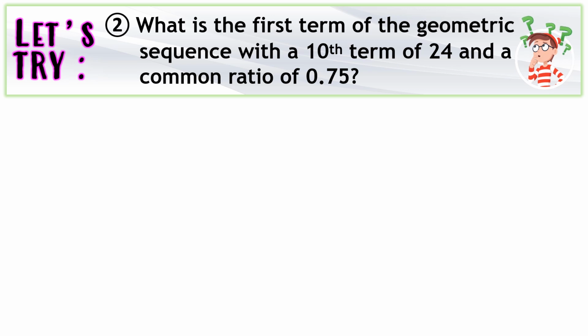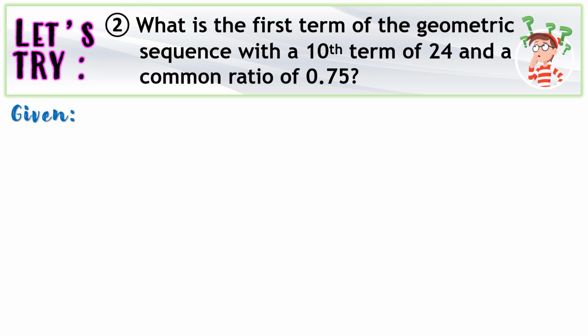Problem number 2. What is the first term of the geometric sequence with the 10th term of 24 and the common ratio is 0.75? So, ang pinapahanap na sa atin dito ay a sub 1. So, we are going to get the terms backward. Kaya lang, dahil medyo may possibility na malilito tayo, so, gamit na lang tayo ng ating formula.